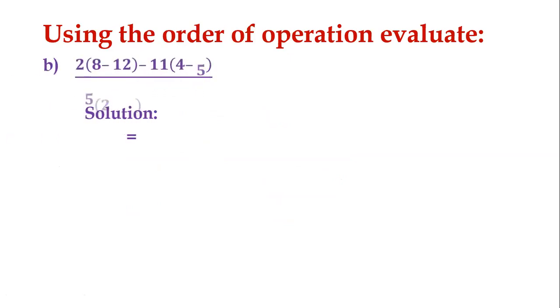Let me discuss one more problem using the order of operation. Evaluate 2 multiply bracket 8 minus 12, minus 11 multiply bracket 4 minus 5, whole divided by 5 multiply bracket 2 multiply 3, minus 3 multiply bracket 6 divided by 3. So first I am going to take the numerator and denominator. We have two separate operations. First I am going to perform the operations in the numerator and then in the denominator. We are having the brackets in all the places.